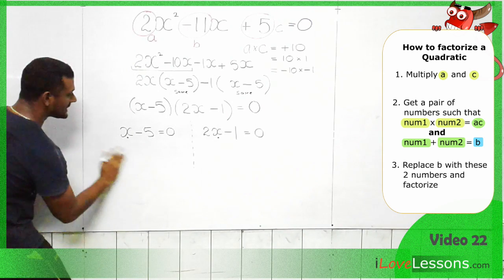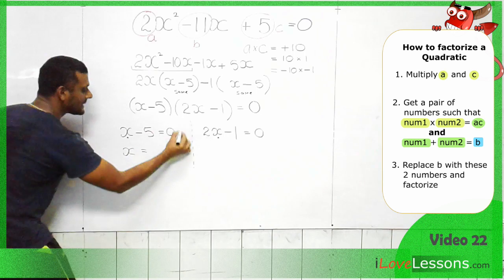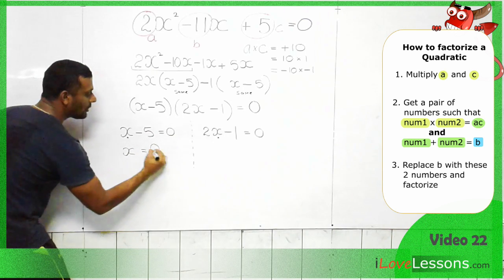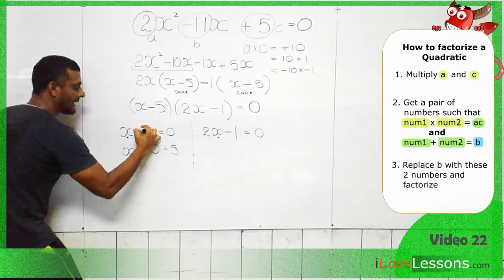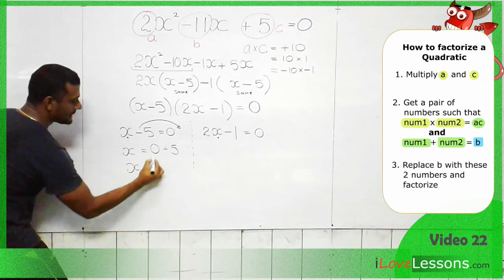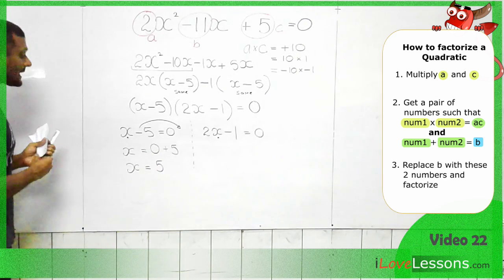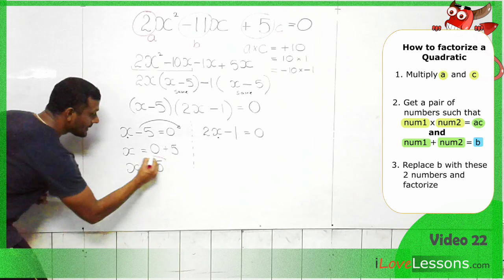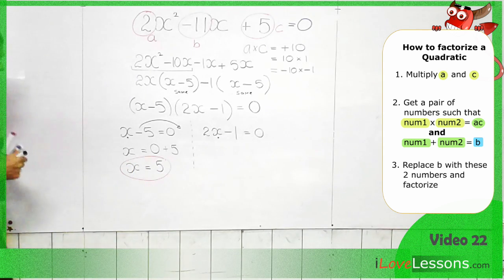This one is going to be pretty straightforward. To solve for x, we throw across minus 5. We have 0 waiting. Minus 5 becomes positive 5. So we take the minus 5 and throw it across. 0 plus 5 is 5. So my first answer is x is equal to 5.